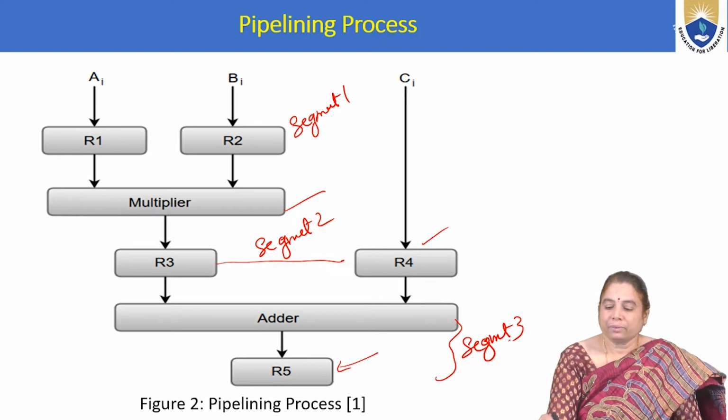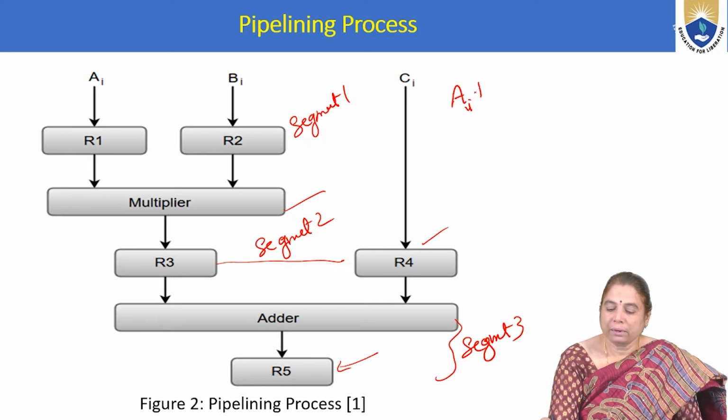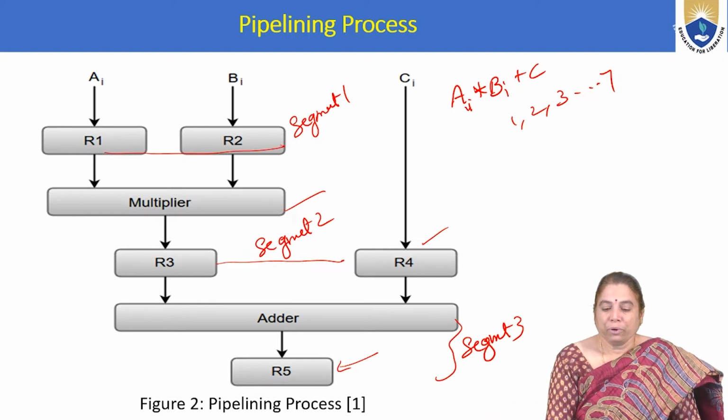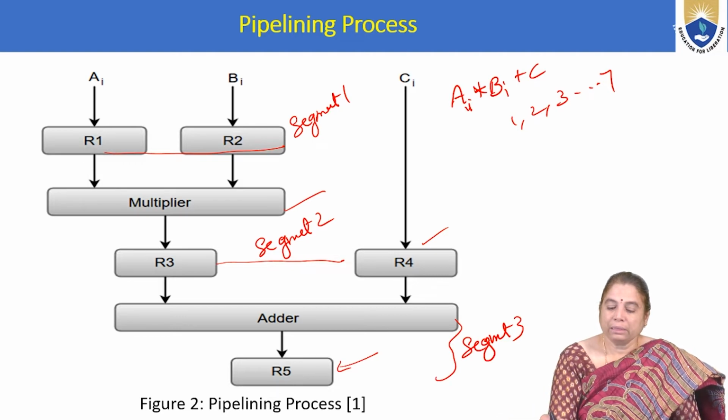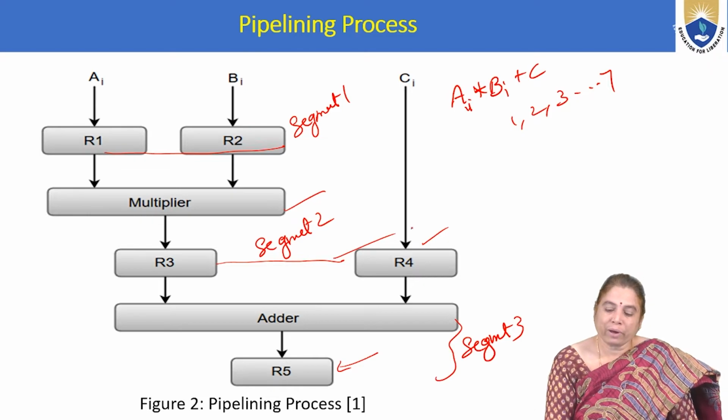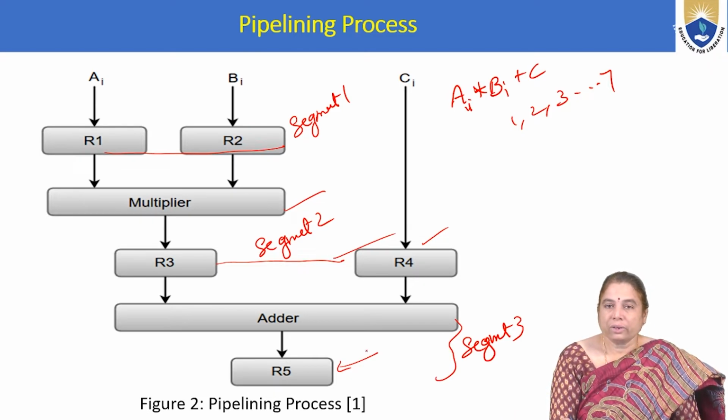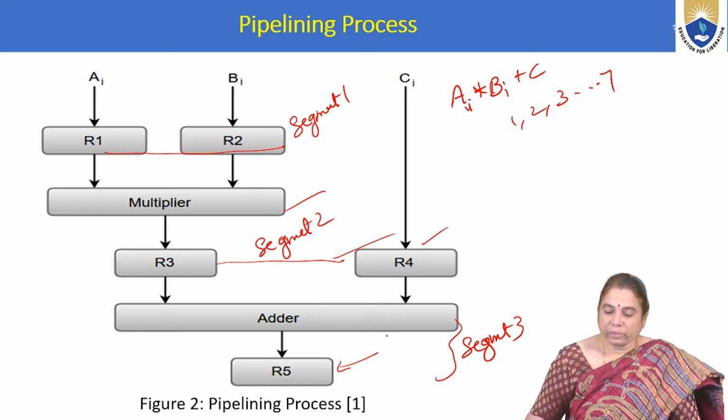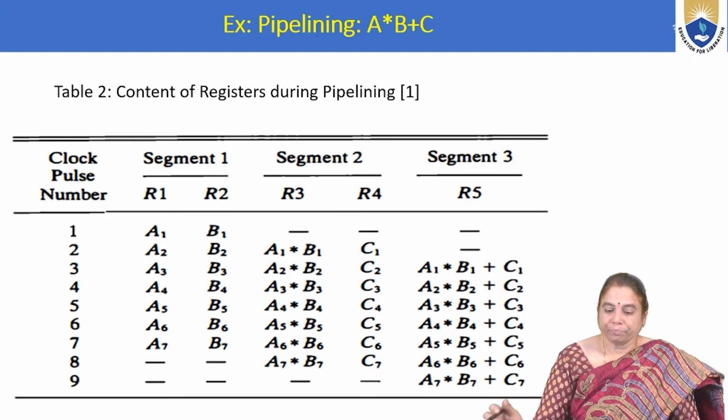So the major task of Ai multiplied by Bi plus Ci, for the operations of 1, 2, 3 repetitions until 7, can be divided into 3 segments. Here in the first segment, the input to the registers is performed. In the second segment, multiplication and the input of the third number are performed. In the third segment, the addition and storing the result to the register are implemented. So this is the pipelining process.